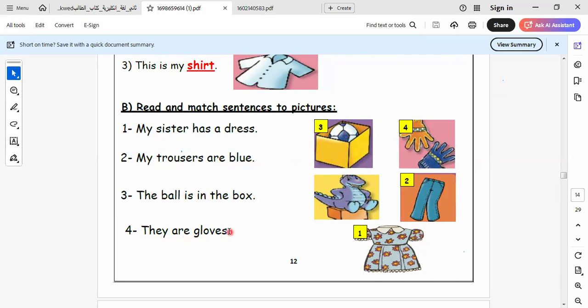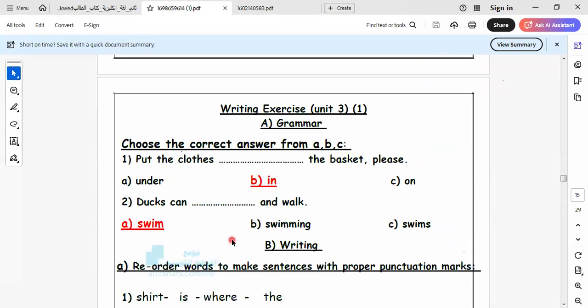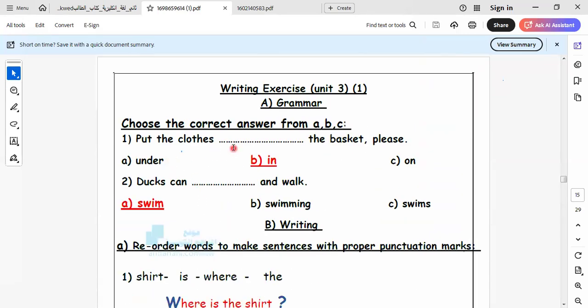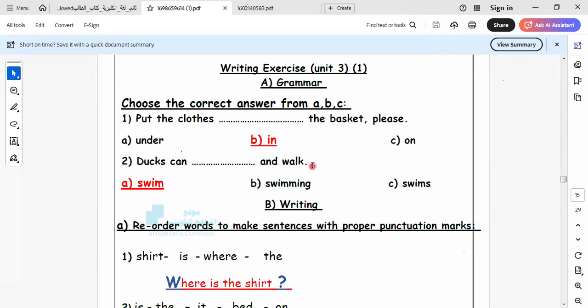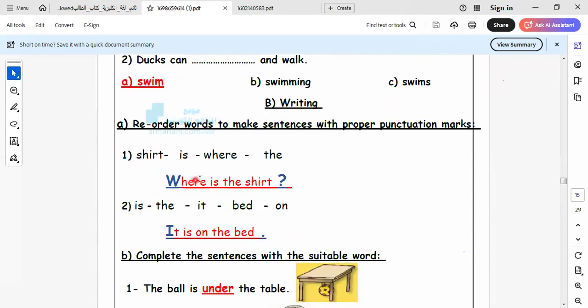I would like to say if anything has two parts, like shoes, like pants, like gloves, it must be added by us. Let's go to another item here. Put the clothes in the basket, please. Put the clothes in. Ducks can walk, can swim. Here we have rearrange.